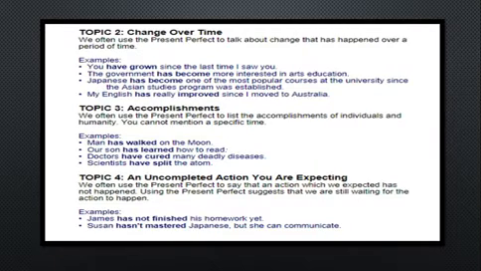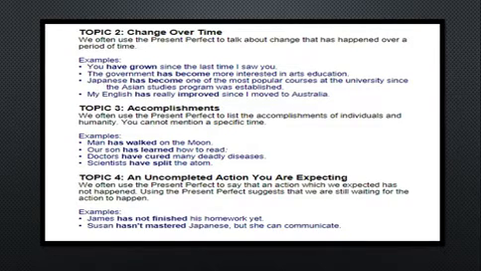Doctors have cured many deadly diseases. Los doctores han curado muchas enfermedades mortales. Scientists have split the atom. Los científicos han dividido el átomo. O sea, no especifican en qué momento de la historia o del tiempo de la humanidad esto ha sucedido, pero ha sucedido o ha llegado a pasar.